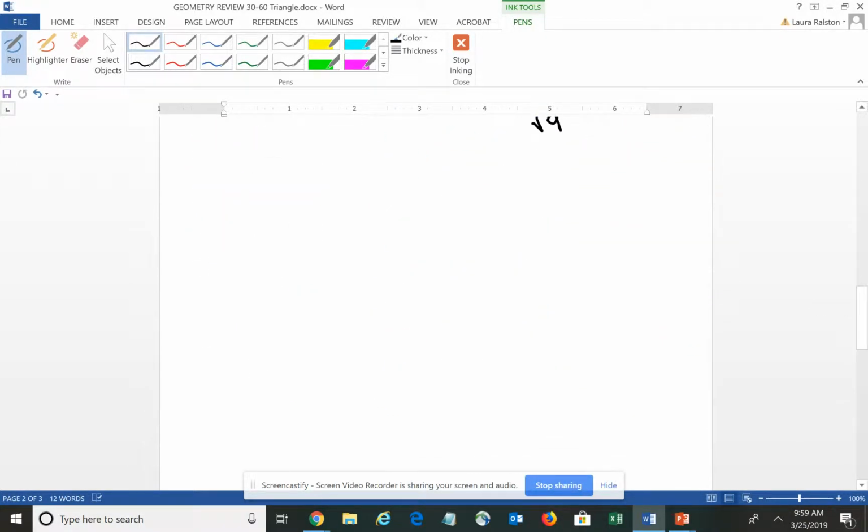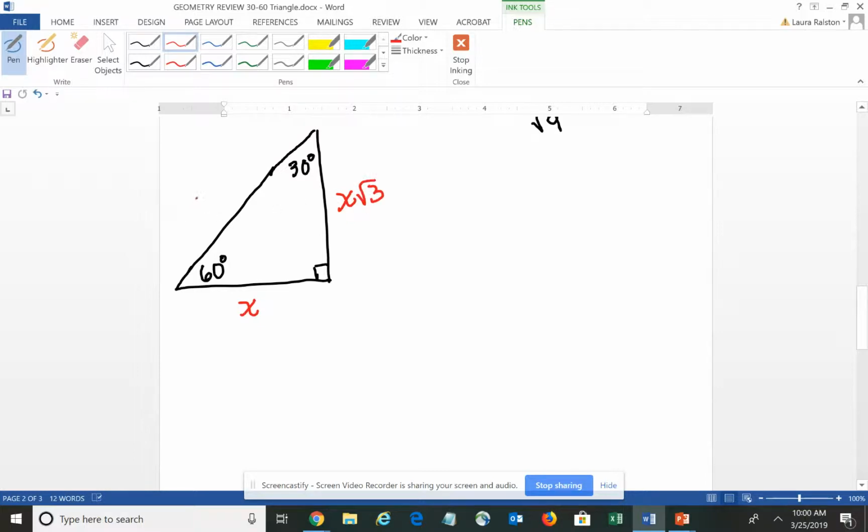Okay, so let me draw the triangle again, but this time we want to focus on the 60-degree angle. So we have our right angle. Here's 60 degrees. Here's 30 degrees. We know the side opposite 30 is x. The side opposite 60 is x square root 3, and the hypotenuse is 2x. And our focal point this time is going to be the 60-degree angle. So if you think about it, now you have, this is the opposite side, this is the adjacent, and this is, of course, the hypotenuse.